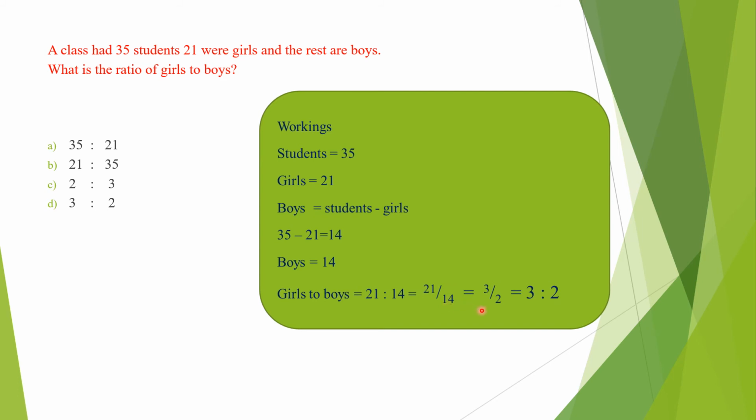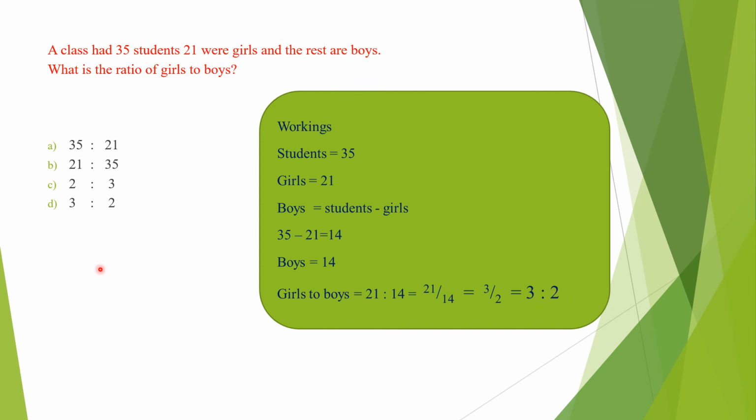Now let's do the maths. 7 into 21 goes 3 times, and 7 into 14 goes 2 times. Hence, we have the 3 over 2. And all we have to do after we have that is write the equal sign and write the numerator first, 3, and the denominator second, 2, with the colon splitting them. Hence, we get 3 to 2. And notice, because the girls were first and the girls were more, that's why the one with the highest number 3 is before 2.